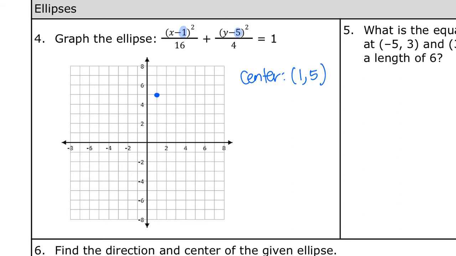Okay, but the thing with ellipse or ovals, it matters which direction you draw this. It could be horizontal or it can be vertical. So you're going to look at your denominators, and whichever one is bigger, so between 16 and 4, 16 is bigger, that's underneath x. X controls the horizontal axis, so this is going to be a horizontal ellipse.